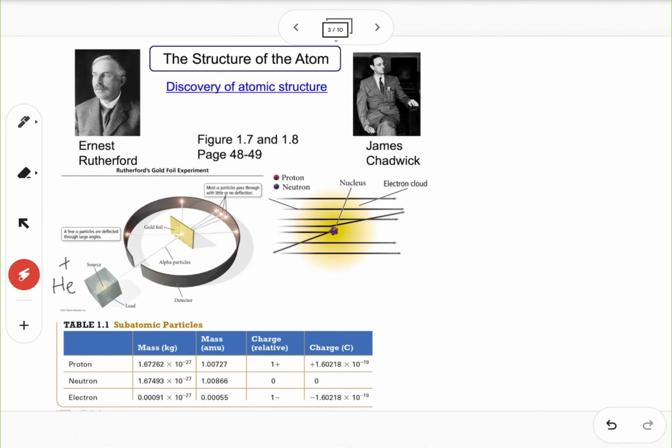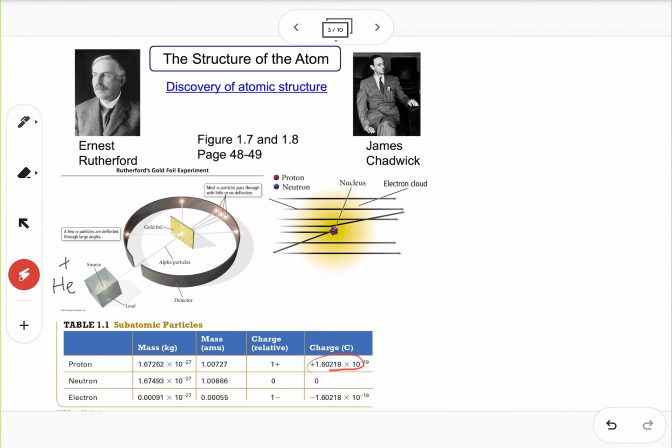Of course, Chadwick did more research, and altogether, they discovered the proton. Right here, the mass again is very small, but when you compare the mass of one proton with the mass of one electron, the mass of the proton is much higher than the mass of the electron. Keep that in your mind. And the proton is also charged, positively charged. This is the charge in coulombs. The capital C represents coulomb, the unit of charge.